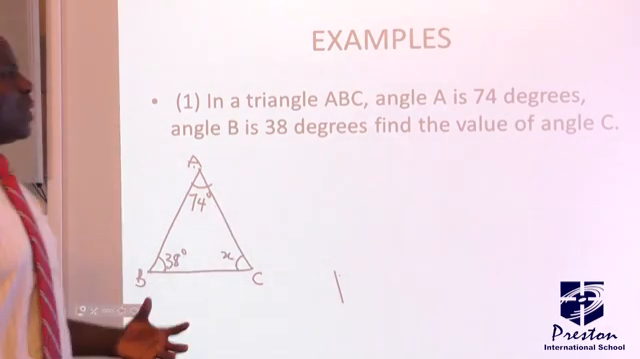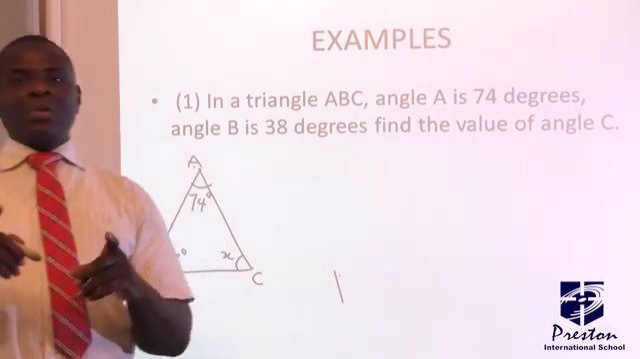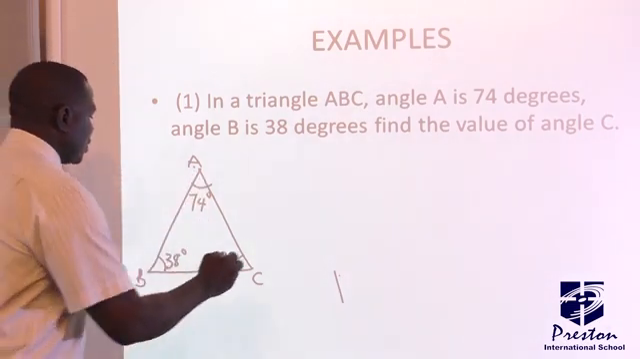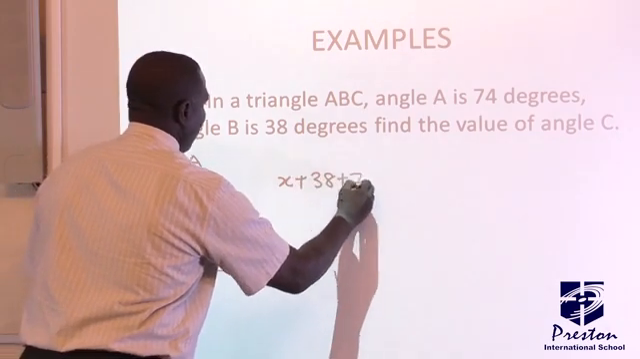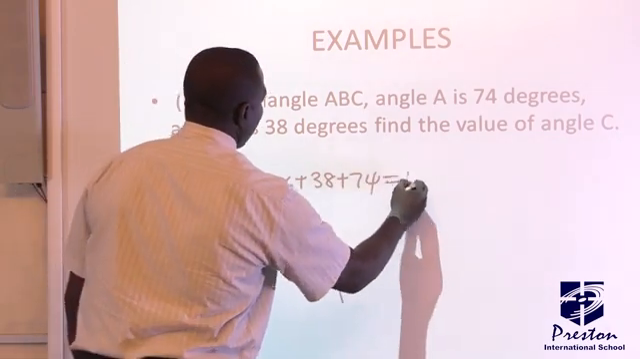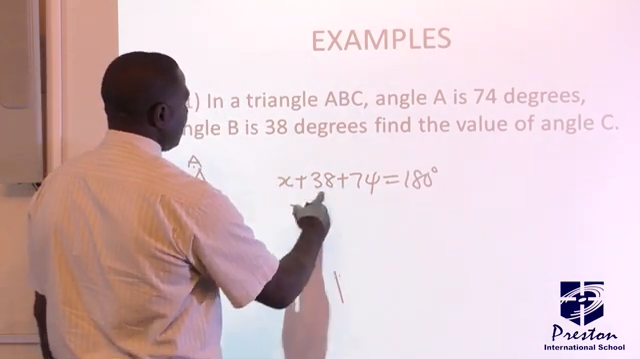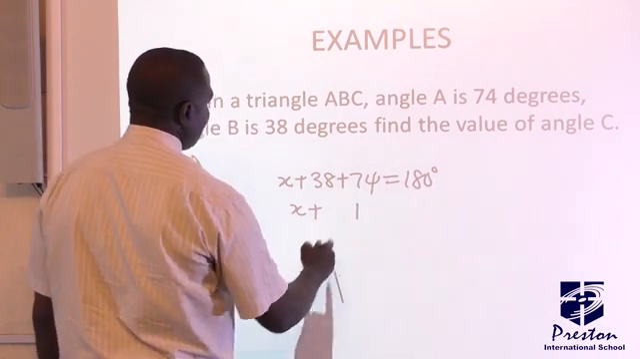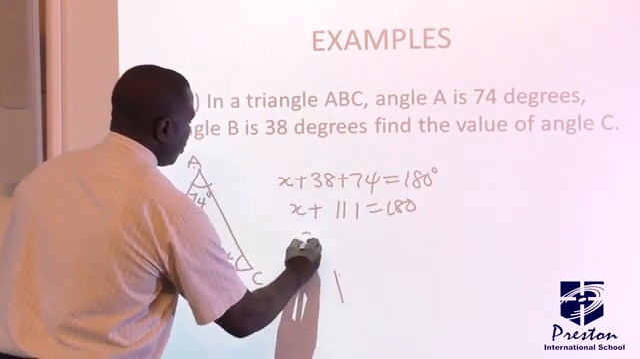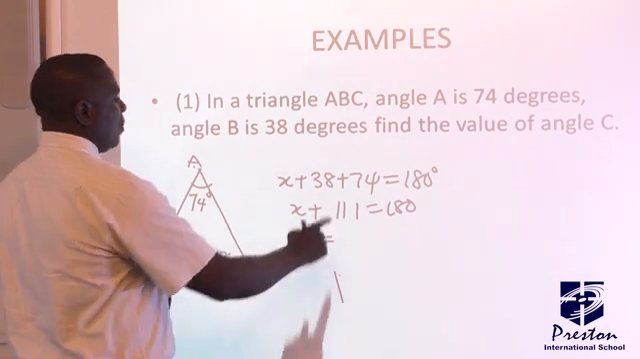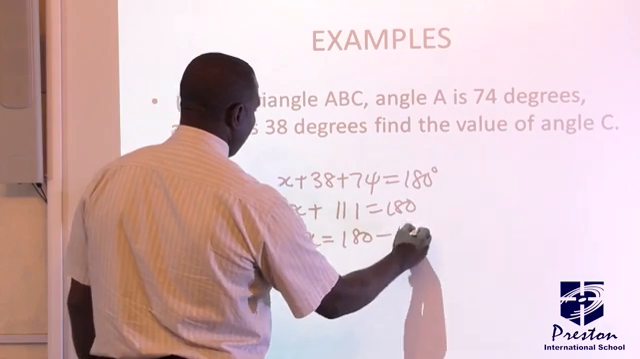So from this triangle, we apply one of the theorems, the first one, which says that the sum of the three angles in a triangle is 180. So X plus 38 plus 74, all of them added together, will give me 180 degrees. 38 plus 74 gives 111... for you to get X, you collect like terms by taking 111 to the other side. Then you have 180 minus 111.